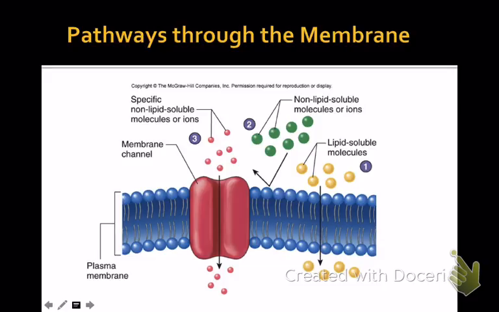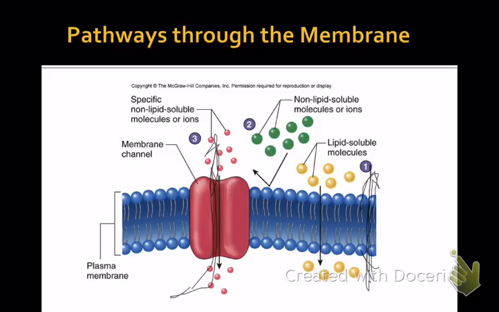Does everybody understand that? Okay, so the pathways through the membrane include things that can go right through the phospholipid bilayer or things that need a transmembrane protein to get through. Honestly, that's the only two choices you have. There are different kinds of transmembrane proteins, but you're either going to go through a protein or you're going to go through the lipid bilayer. That's your pathways. Are you with me on that?